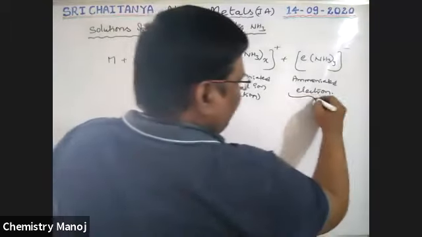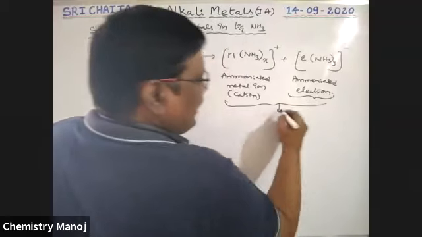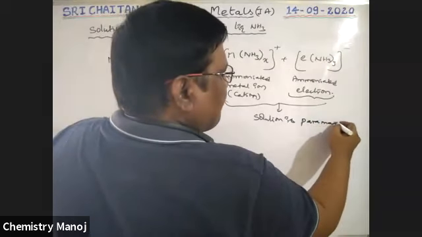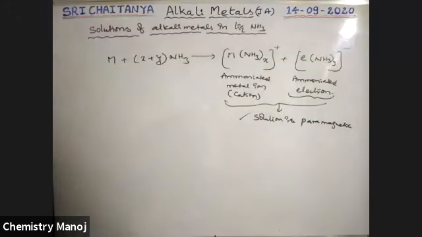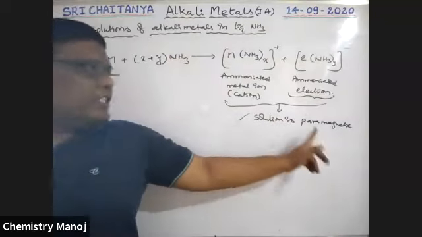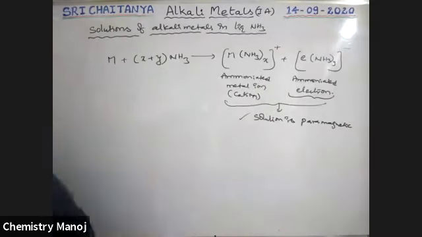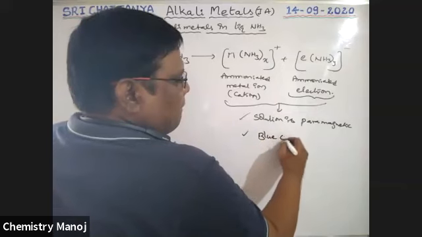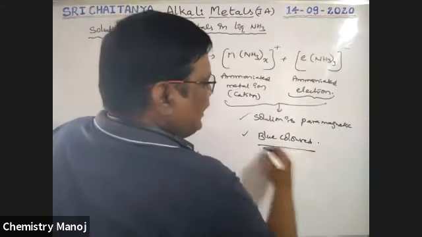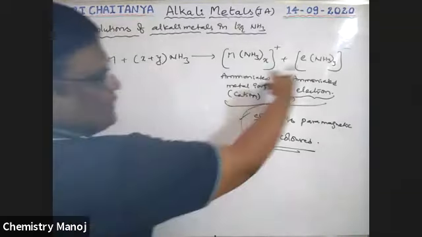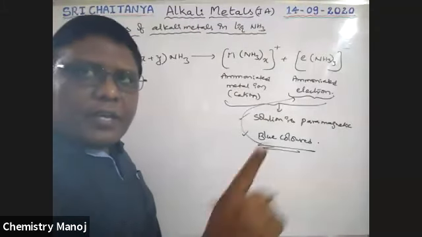Because of this ammoniated electron, the solution is paramagnetic. The liquid ammonia solution is paramagnetic because of the presence of this ammoniated electron, which is nothing but an unpaired electron. And it is also a blue colored solution. This blue color is due to the presence of that ammoniated electron. See, boys, because it releases electrons, those released electrons are responsible for reduction.